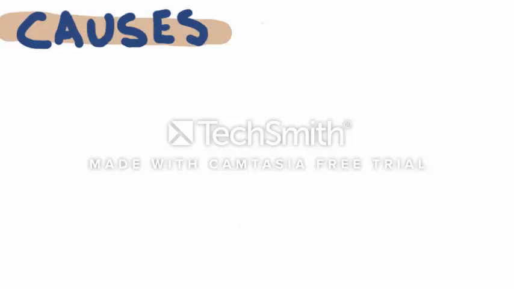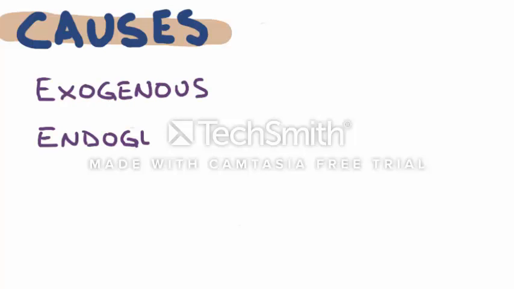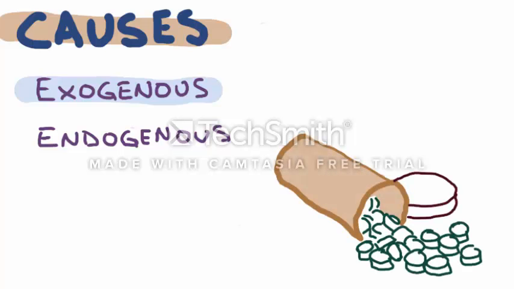Glucocorticoids can become elevated in the blood through both endogenous and exogenous sources. Exogenous Cushing syndrome occurs when a person takes glucocorticoids as part of a treatment for a disease. An example of this is taking prednisone, a synthetic glucocorticoid, for the purposes of treating inflammatory diseases such as asthma or arthritis.